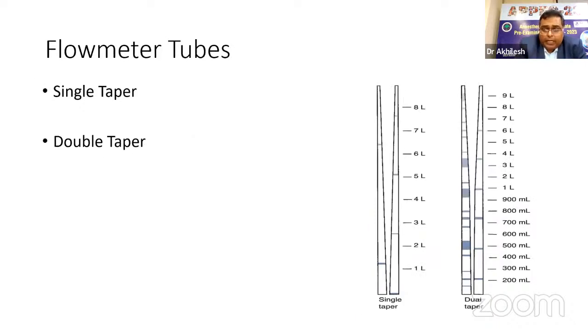Coming on to the flow meter tubes, there are two types of tubes. One is a single taper and the other is a dual taper. The single taper is usually used when there are two flow meter tubes, one for low flow and one for high flow, so they can adjust accordingly. But if you are using a single flow meter tube for both low flow and high flow, then it comes as a dual taper.